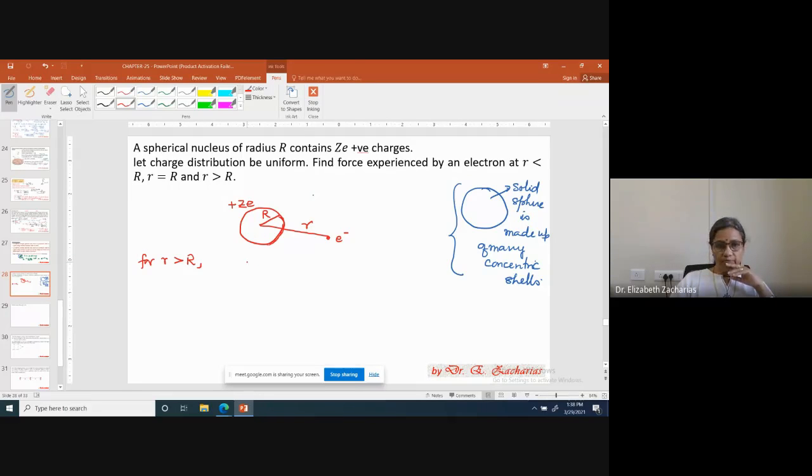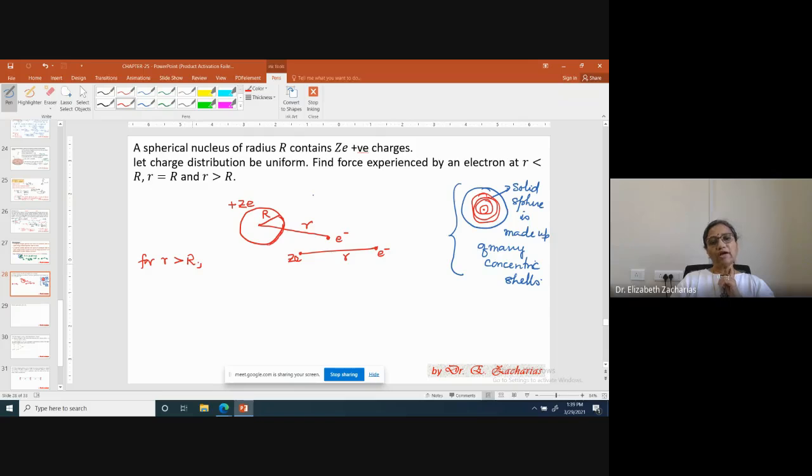So what did shell theorem tell you? Shell theorem told you that any shell can be treated as a point charge. When you take a point charge and keep it outside, any uniform shell can be treated as a point charge. So now look at this. This is made up of a number of concentric shells. So what you can do now is, you can treat that each shell becomes a point charge at the center. So this becomes equivalent of saying that there is a charge Ze at a distance r from the electron. That is, the spherical charge distribution can be treated as a point charge.